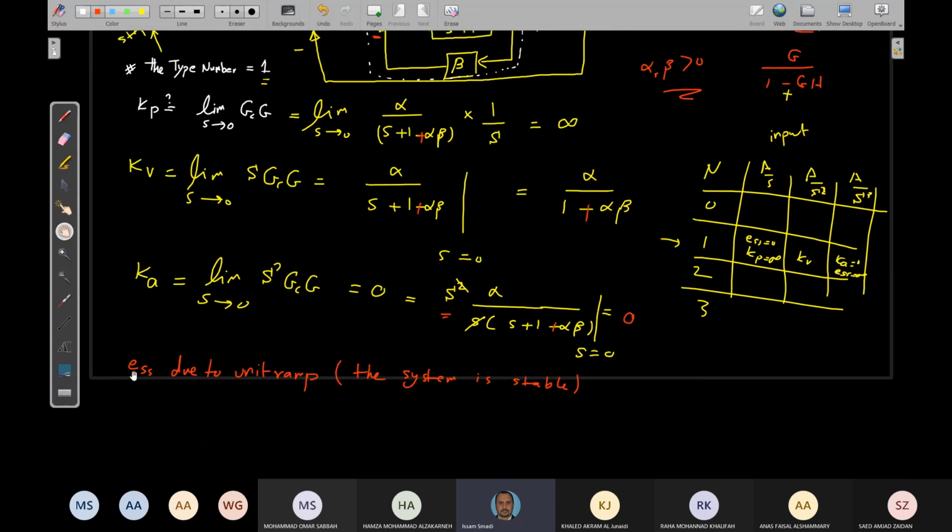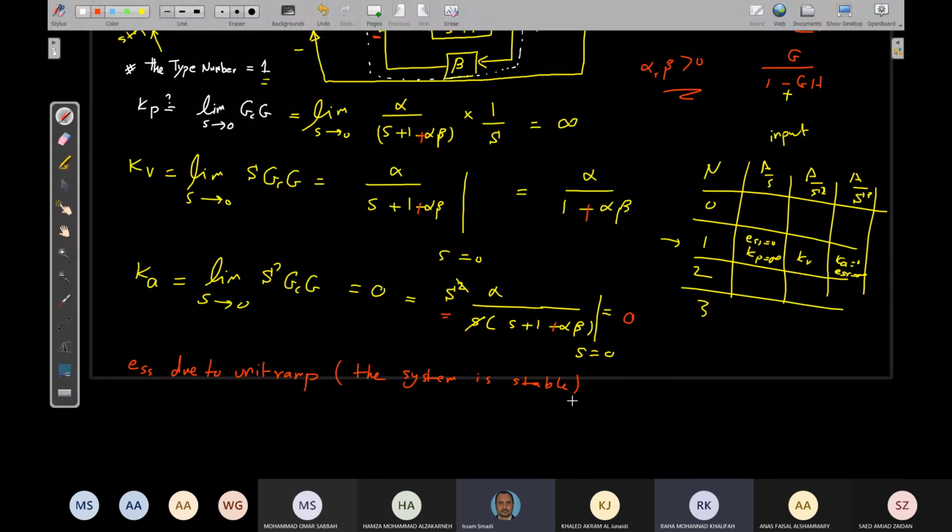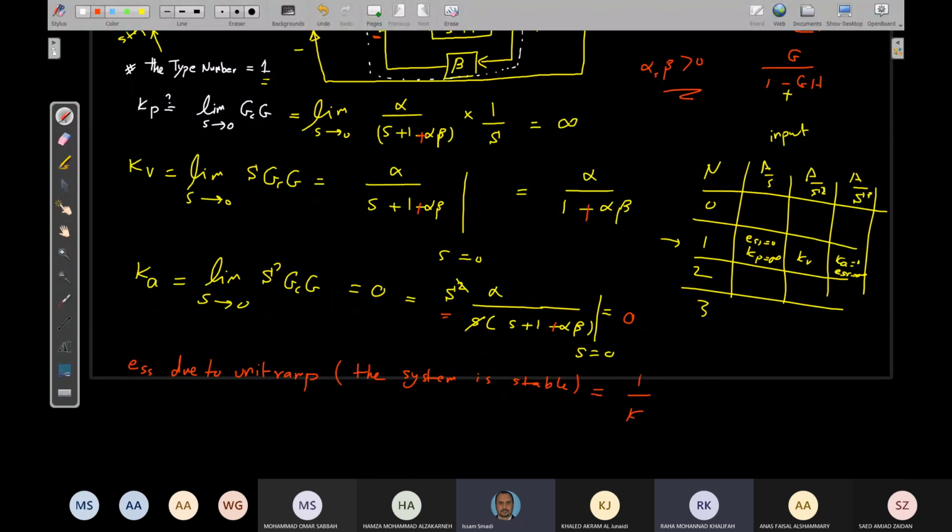So now who can give me that steady state error due to unit ramp is equal to what? 1 over KV. So this will be 1 over KV, which is 1 plus alpha beta over alpha. Right. Do you see, this is very, very simple.